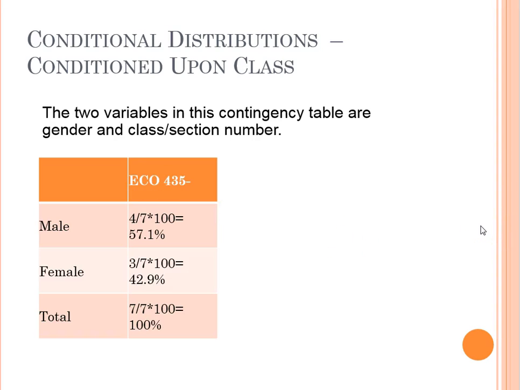We can also condition upon class. So here we're looking at just the graduate students. And since I only had 7 graduate students, the percentages again look slightly different. So 4 of my graduate students were male and 3 were female, and so we get different percentages there as well.